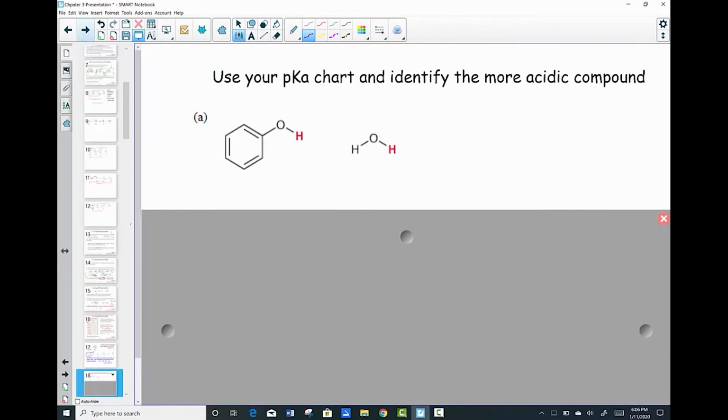Try another. Draw these structures. Take a moment, look up their pKa's, and then identify the more acidic compound. I'll wait a minute. You do it. Pause the video.